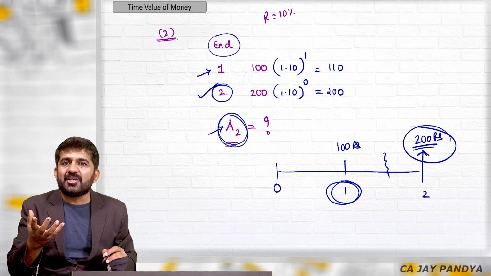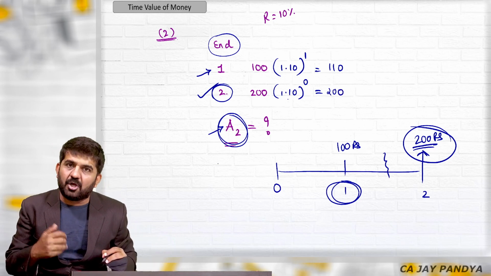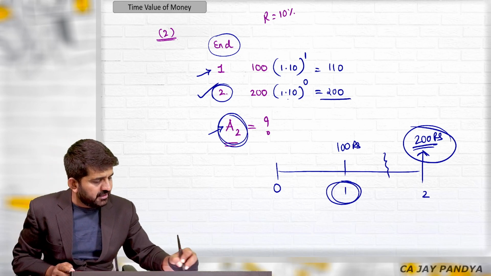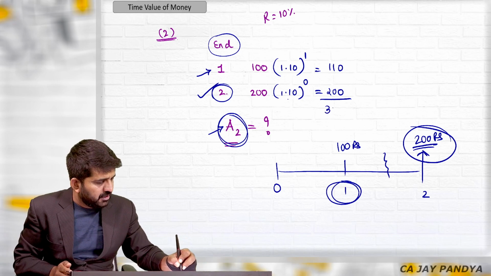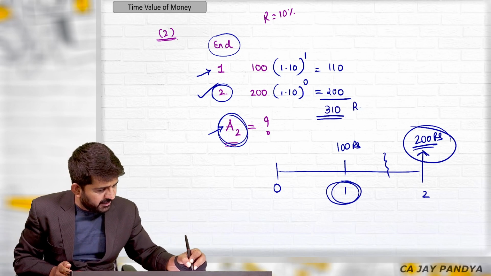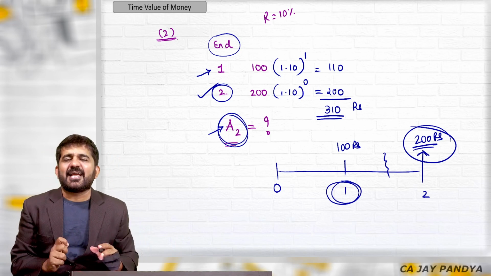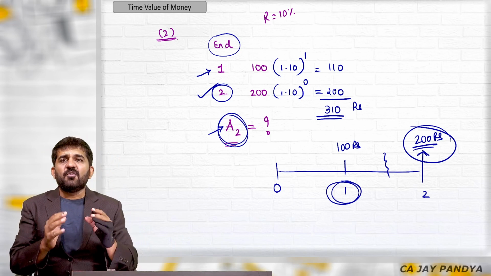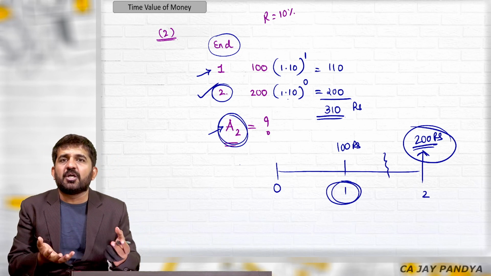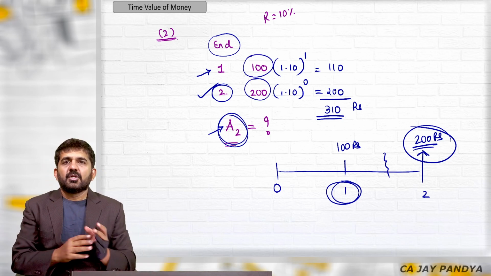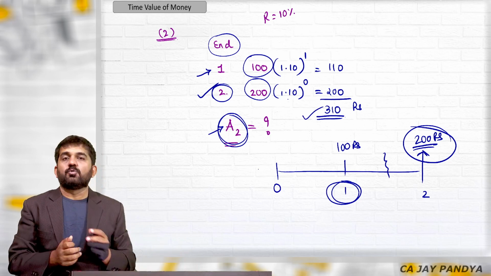Why 200? You don't get any interest, but you will always be getting your principal back. So you will be getting 200 rupees instead of some interest. The total answer is 310 rupees. This is the amount after 2 years. So what is the second category of questions? If you invest some money on a regular basis, but the amount is not equal, this is how to find out the answer.